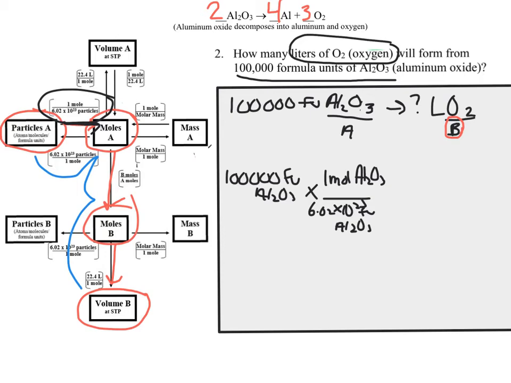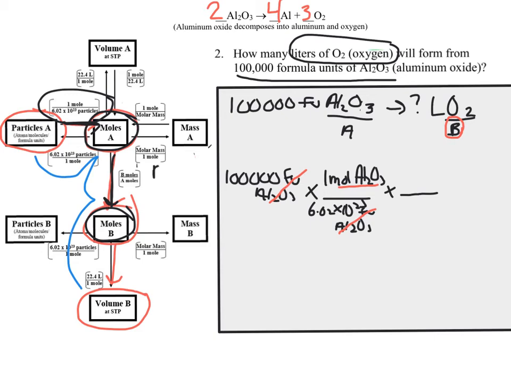Sorry for my small writing. I just want to make sure I fit that all in. Now, before my next step, I just want to double check to make sure my units are going to cancel out. Diagonal to each other is formula units of aluminum oxide, which is good, leaving us behind moles of aluminum oxide, which is what we were trying to solve for. So that's good.